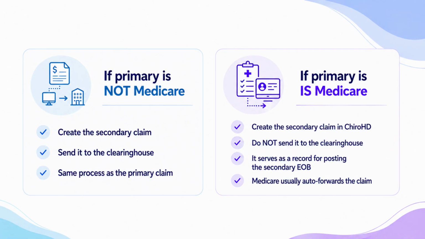If the primary is Medicare, they typically auto-forward a claim to the secondary payer. In that case, you create the secondary claim in Cairo HD, but you do not send it to the clearinghouse. The secondary claim in Cairo HD is just a record that you need, so you can post the secondary EOB. So, in this situation, if Medicare is primary, when sending the secondary claim, I do not need to hit Send to Clearinghouse and I can just navigate away from the screen. Again, keep in mind, if it doesn't auto-forward, then you do need to send the secondary claim out.